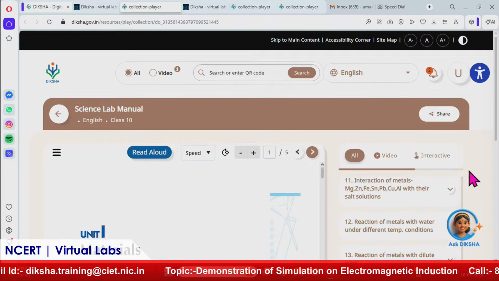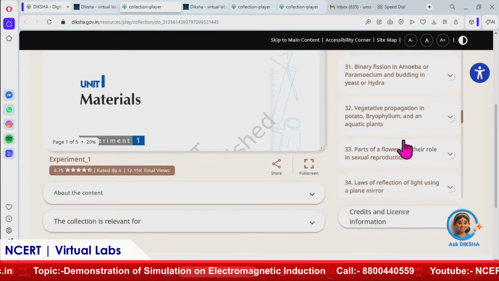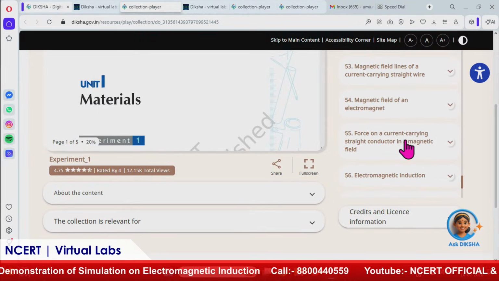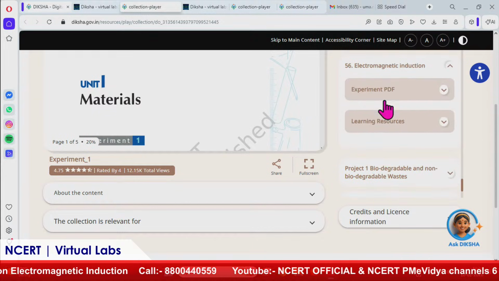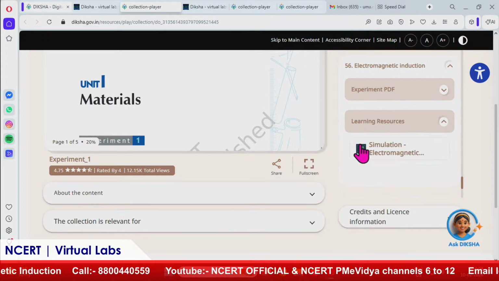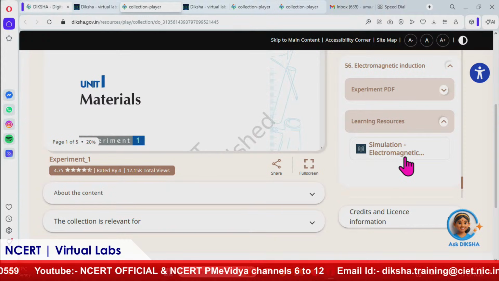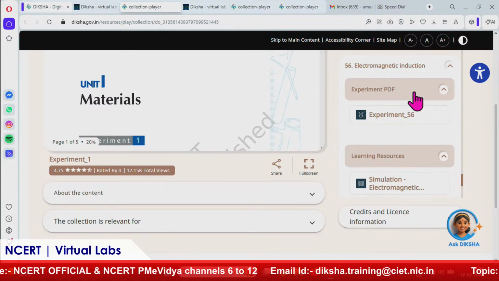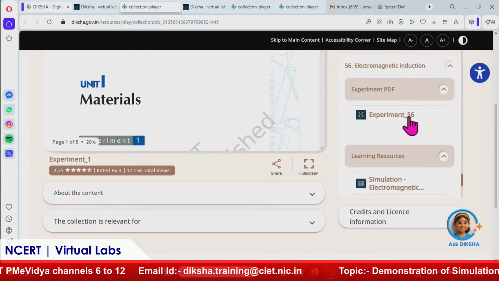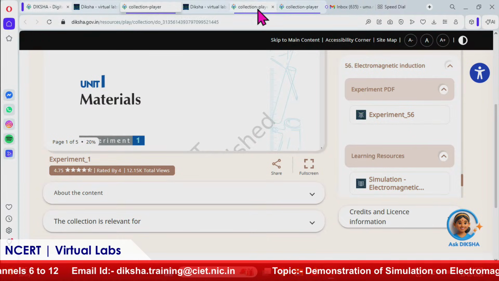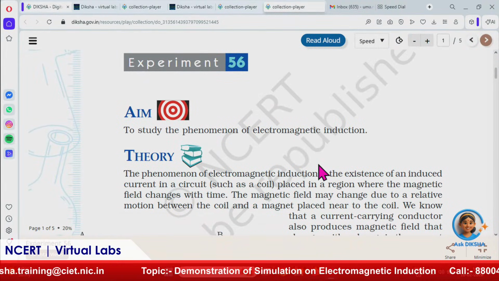I have already opened this, it is number 56. You can scroll down to electromagnetic induction. There are two resources: the experiment PDF and the learning resource. Under learning resources you will find the simulation of electromagnetic induction, and under the experiment PDF we will find the same experiment PDF, the lab manual. I have already opened it, so let's go directly to this. This is the experiment PDF.